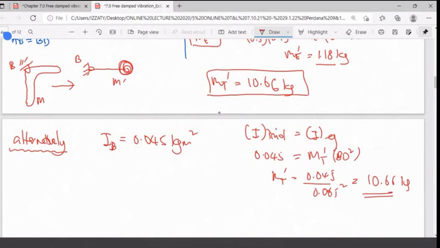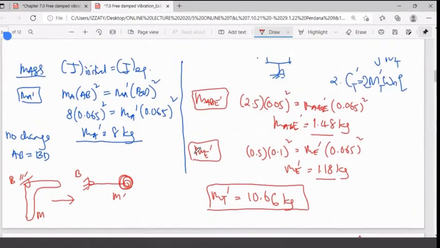Okay, so you can use this one. If you don't understand this one, never mind. You use it as a normal calculation. This one is just to double check your result.